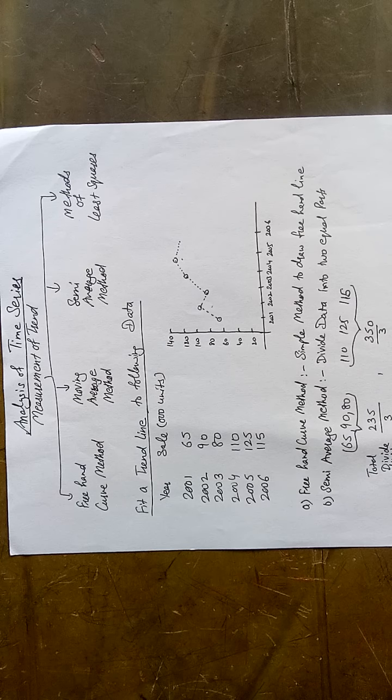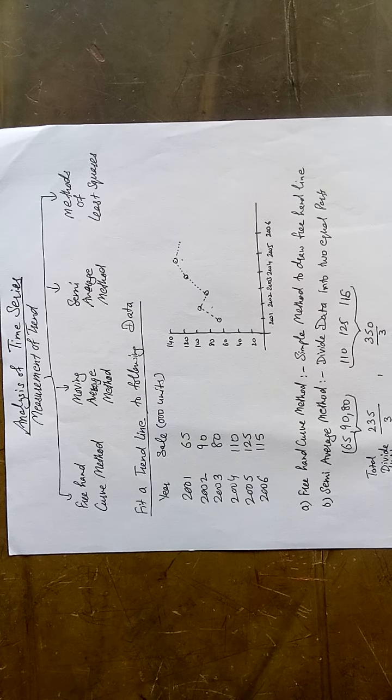Now let us discuss analysis of time series, or we can say measurement of trends. It is done by different methods, and out of those, four methods are there. First is the freehand curve method, second is the moving average method, third is the semi-average method, and fourth is the method of least squares.